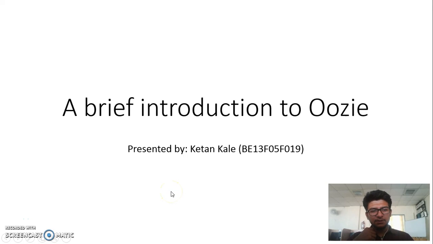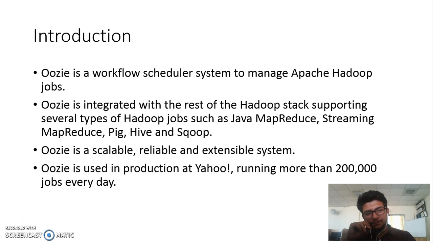Hello everyone, I am Ketan Kale and welcome to a brief introduction to Oozie. So in this presentation, we are going to look at what Oozie is, how it is used in the Hadoop ecosystem, what are its key features, and what are its key components. So let us start. Oozie is a workflow scheduler system to manage Apache Hadoop jobs.